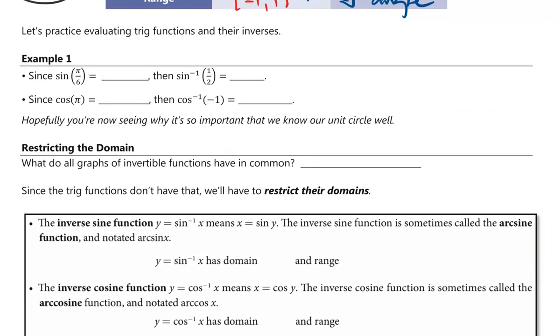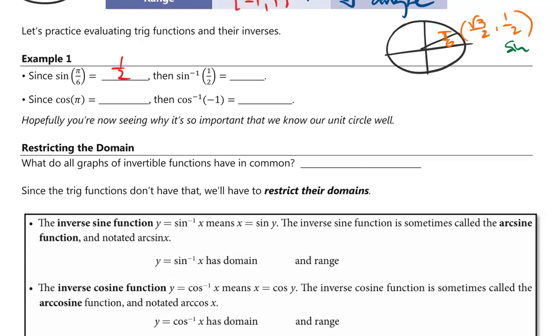Now let's practice evaluating trig functions and their inverses. The first one, sine of pi over 6. So remember, if you have the unit circle, this is pi over 6 with the coordinates square root of 3 over 2 and 1/2. And remember, this is sine, so sine of pi over 6 is, yes, 1/2. Then inverse sine of 1/2 is pi over 6.